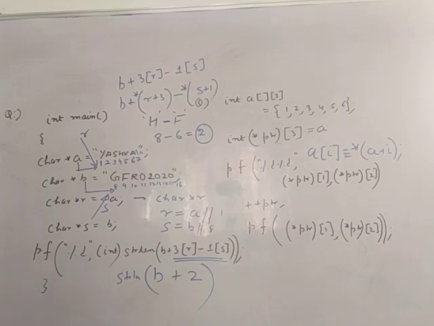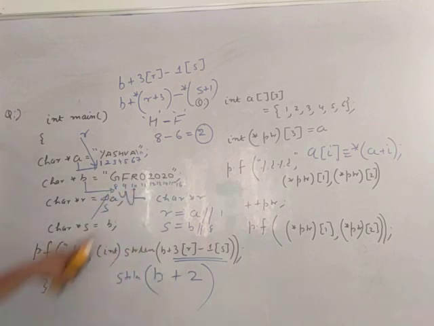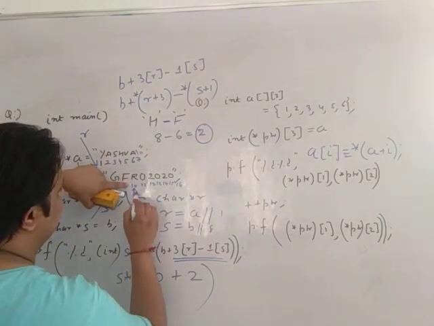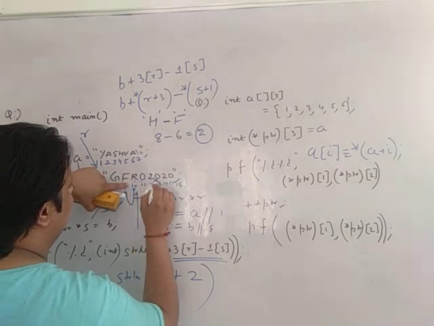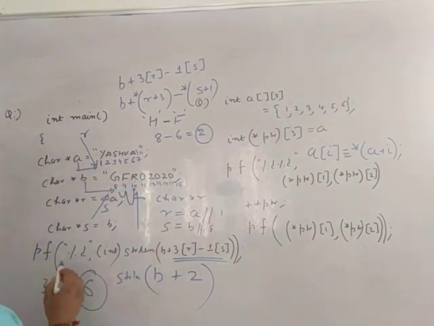So B plus 2. B is here, plus 2 means 1, 2. It is now pointing at R. So tell me what is the string length of this? We will start counting from this position. So the string length is 1, 2, 3, 4, 5, 6. We are returning an integer, so the answer is 6.